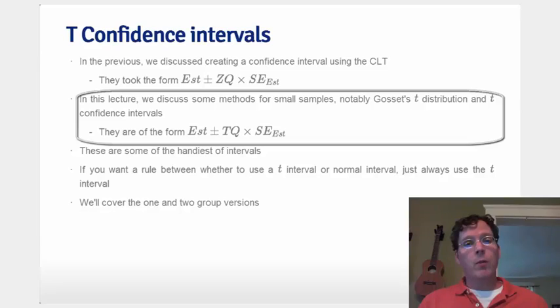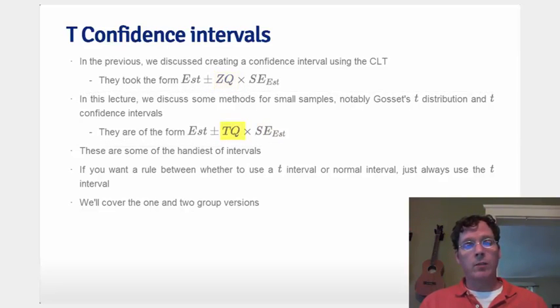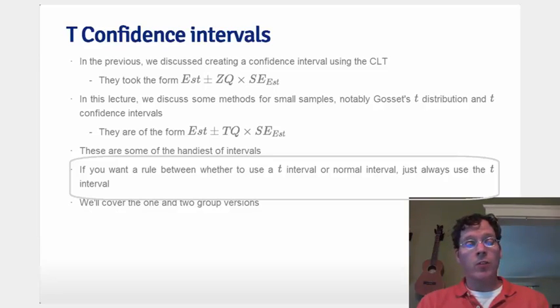These intervals are going to be of the form estimate plus or minus a t-quantile times the standard error of the estimate. So the only change is we've changed this z-quantile to a t-quantile. The t-distribution has heavier tails than the normal distribution, so these intervals are going to be a little bit wider. These are some of the handiest intervals in all of statistics. And if you ever want a rule for when to use a t-interval or a z-interval, for the cases where both are available, simply use the t-interval, because as you collect more data, the t-interval will just become more and more like the z-interval anyway.